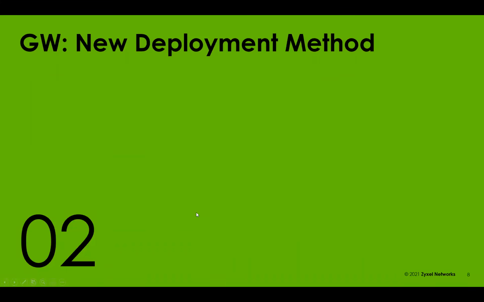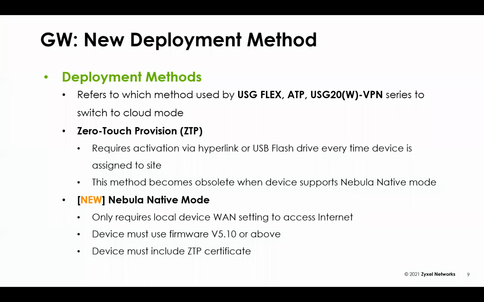So now we're going to talk about the new deployment methods within Nebula. If you've done the USG Flex before, you're going to be familiar with something called zero-touch provisioning. All of our USG Flexes and ATPs and the USG 20s will use the zero-touch provisioning. It requires you to assign the device to a site using the MAC address and serial number, and from there, you assign it to an organization, then to a site. And at that point, you have to go through what we call our zero-touch provisioning.